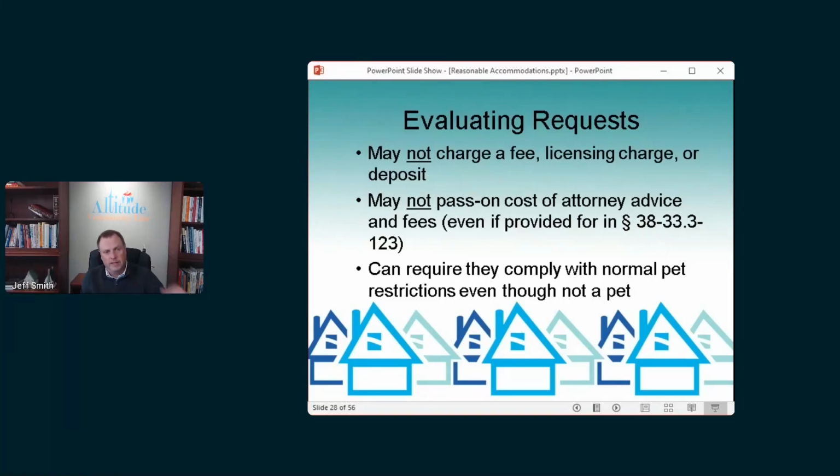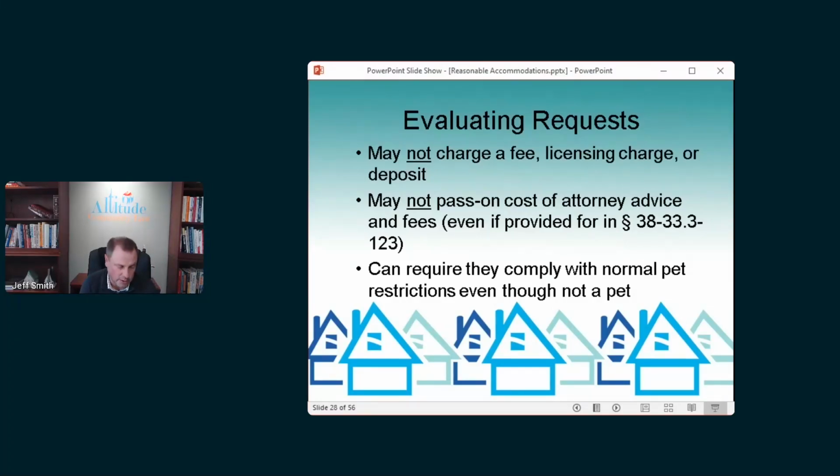All right, evaluating requests. You can't charge a fee, a licensing charge, or a deposit when you're dealing with a reasonable accommodation. So if someone wants to have a dog and you're one of those communities that charges a fee to have a dog, you can't charge that fee if the dog is an ESA. You can't pass on costs of attorney's fees and advice regarding the reasonable accommodation request. That's something the association just has to eat.